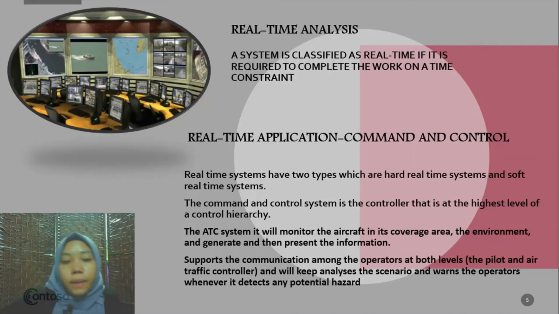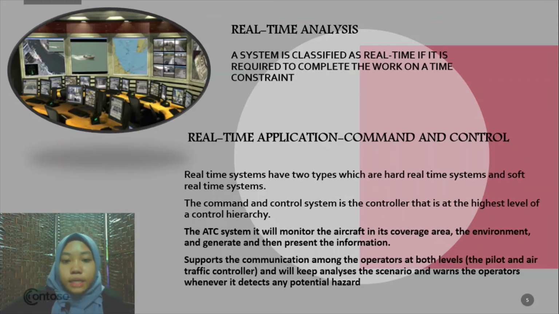For the real-time application in command and control, a real-time control system has two types, which are hard real-time and soft real-time. And for this application, it is a hard real-time system, because it means a job that never misses the deadline.